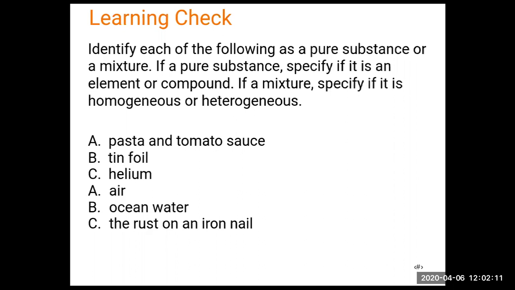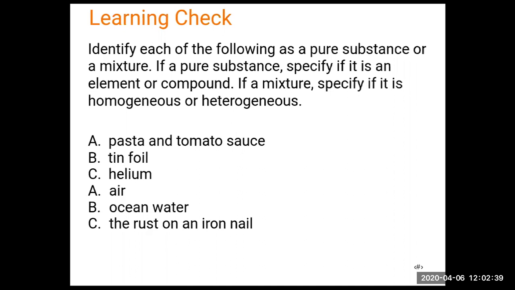Ocean water. So ocean water looks like water, right? You cannot really tell that there is a lot of salt in there, right? So ocean water is made of water and salt, because you know that it's salted. But you cannot tell that there's salt in there. You cannot visibly see it. So it's a homogeneous mixture.